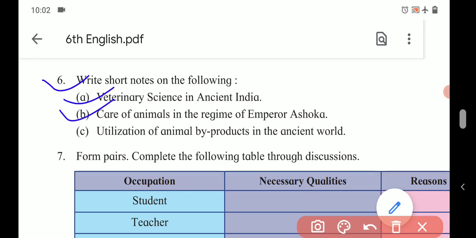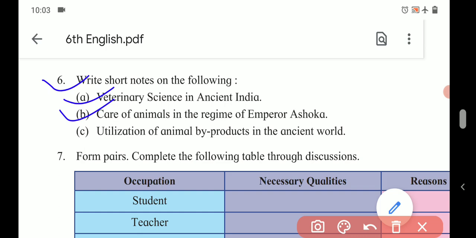B. Care of animals in the regime of Emperor Ashoka. In the reign of Emperor Ashoka, how animals were looked after and cared for, that we have to write. First, we came to know that the great Emperor Ashoka erected the first known veterinary hospitals of the world. Further, he arranged cultivation of herbal medicine for animals as well as human beings in his empire and adjoining kingdoms. Then, in the same period, the animals were given some tonics and stimulants for their good mental and physical health, and prevention of the occurrence of diseases was also given importance. Cleanliness of animals, maintenance of stalls and stables, quality of food, and disadvantages of overfeeding were also looked after. In this way you can write the answer.